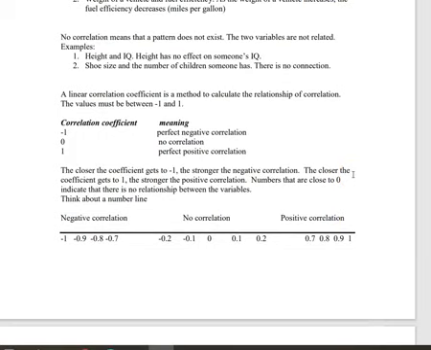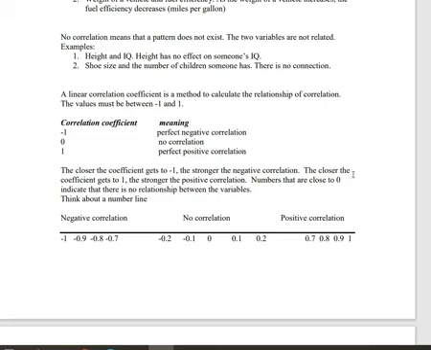No correlation means that a pattern does not exist. The two variables are not related. Example, height and IQ. Height has no effect on someone's IQ. Shoe size and the number of children someone has. There's no relationship, no connection.